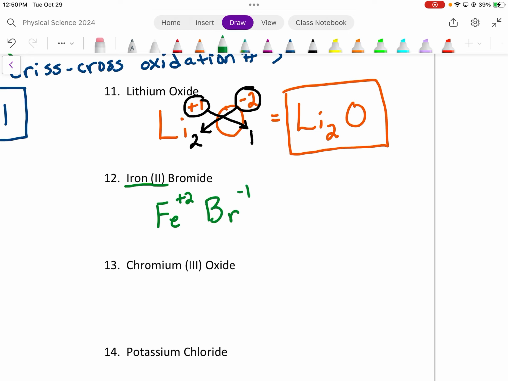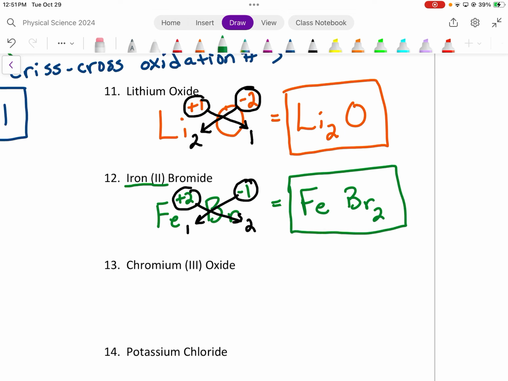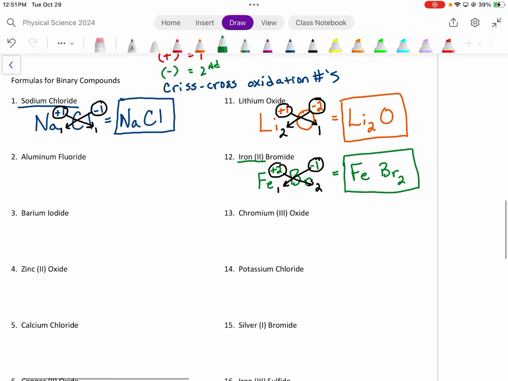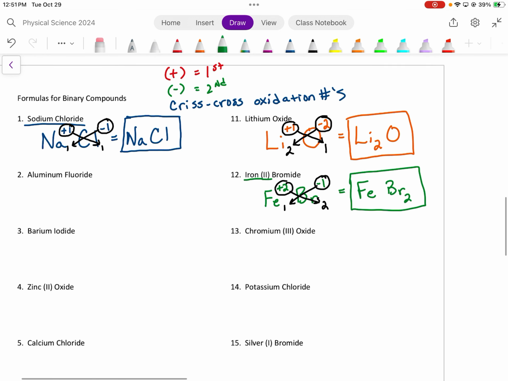I have iron +2, crisscross. Fe1, Br2, there's my final formula, but remember, we don't show the 1, so I'll get rid of that 1 in our final formula. And there's our formula for iron 2 bromide. And then we just repeat that process, practicing it some more.